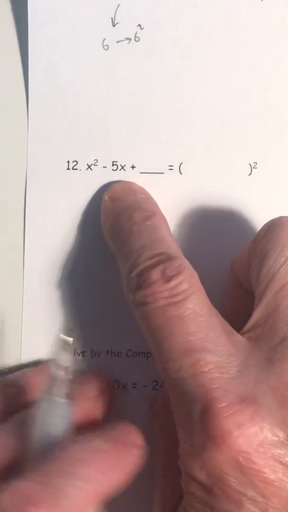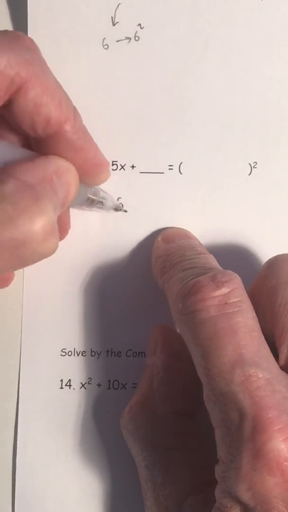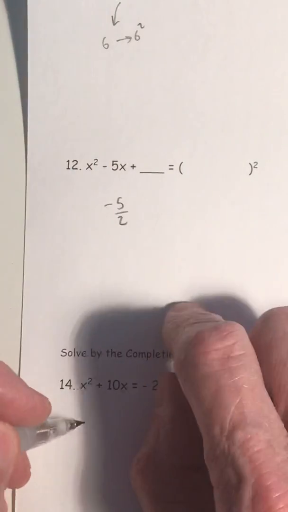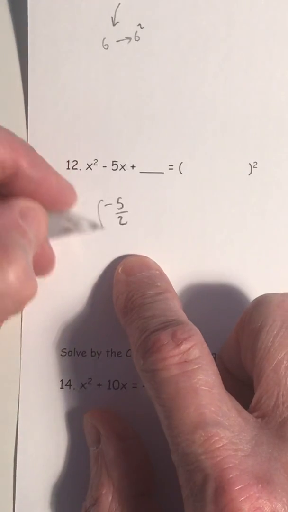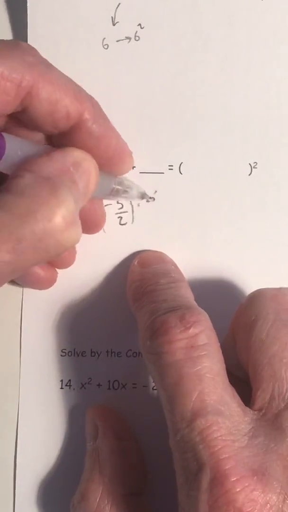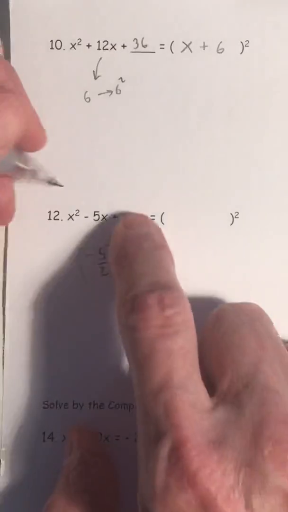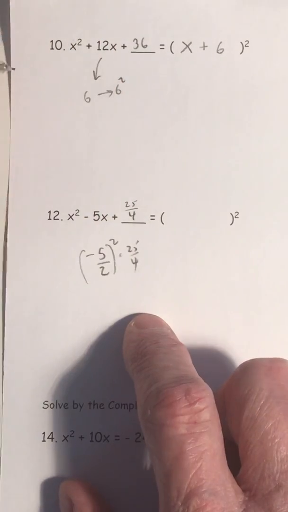Now, half of negative 5. I don't want to use a decimal. You can use a decimal, feel free, but I'd rather use a fraction. I just put it over a 2. There's half of negative 5. When I square this, what do I get? Positive 25 over 4. That's what gets added to make this a perfect square trinomial.